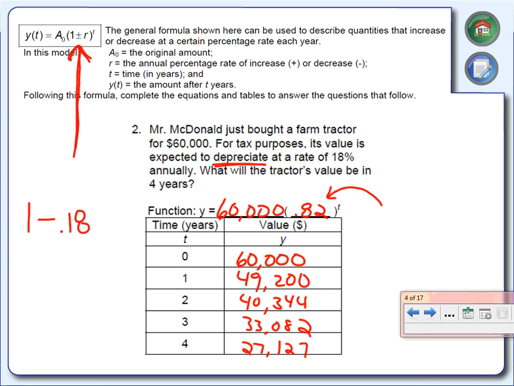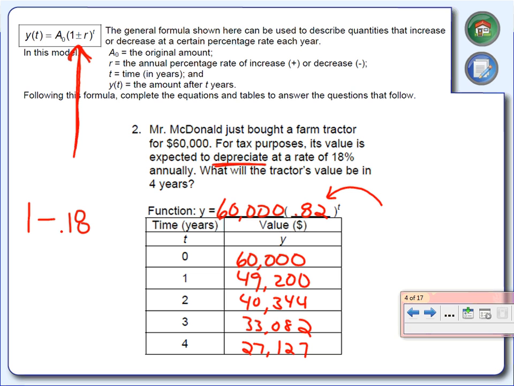Okay. Now, with that equation still in your calculator, I want you to go down a little further for me, and I want you to find what would the value of the tractor be after 10 years. Look in your table. What's the value of the tractor after 10 years? 8,246. Very good. What about after 15 years? What's the tractor worth after 15 years? Okay, so notice how the number is getting smaller, right?